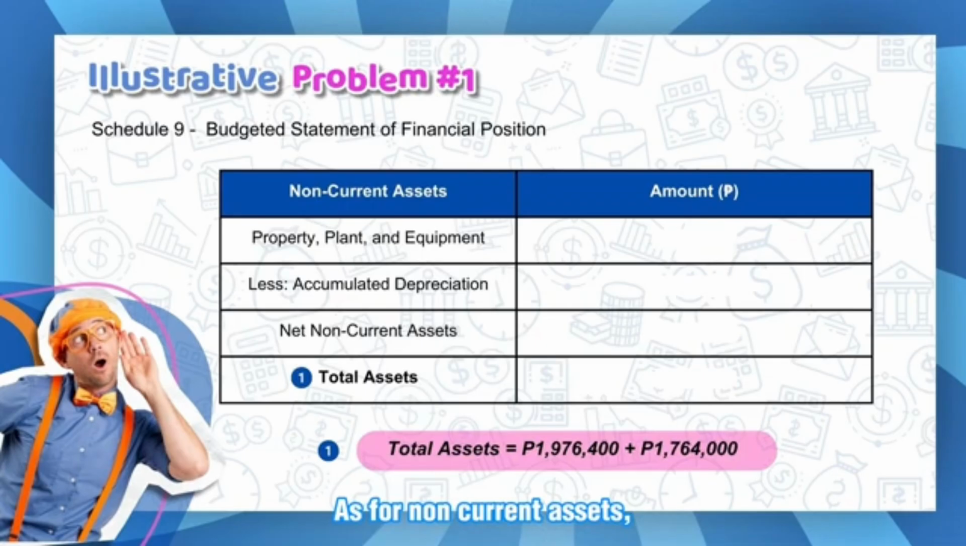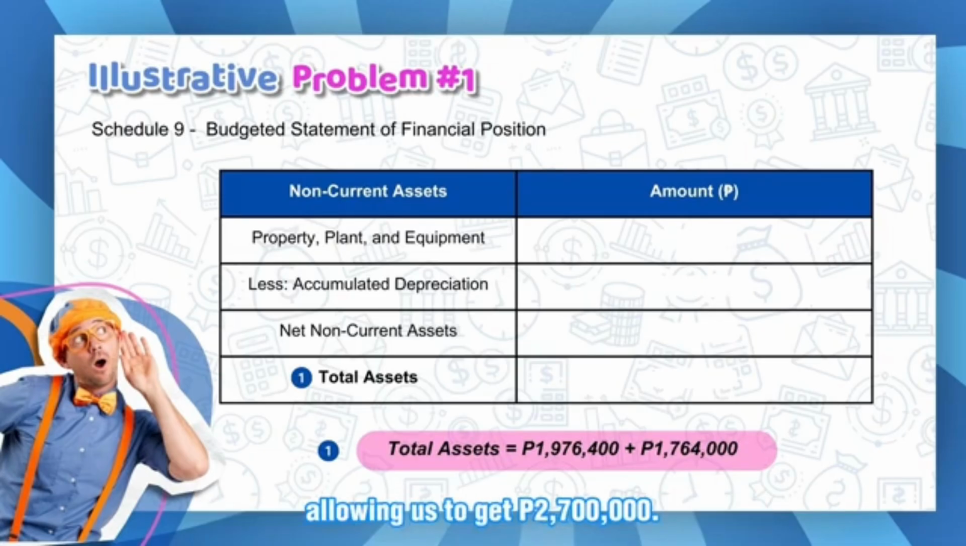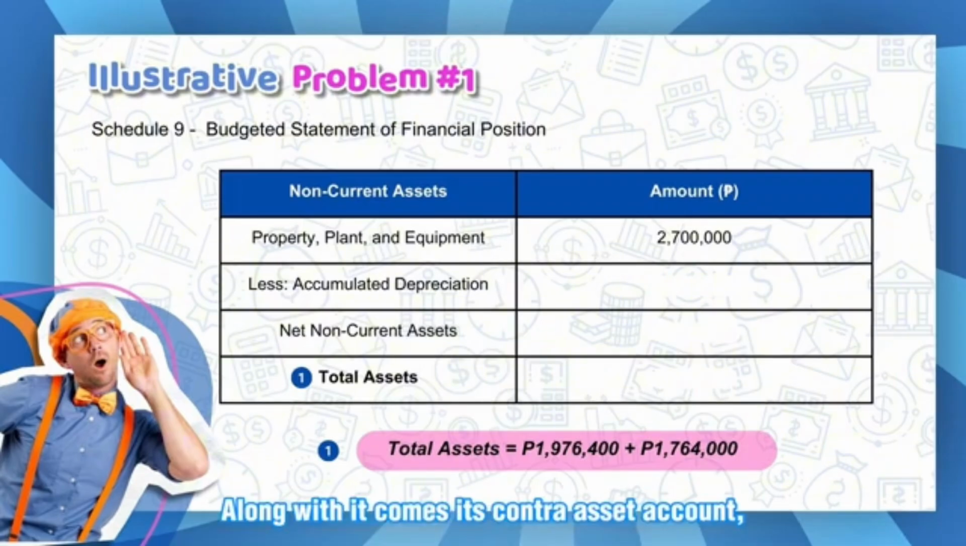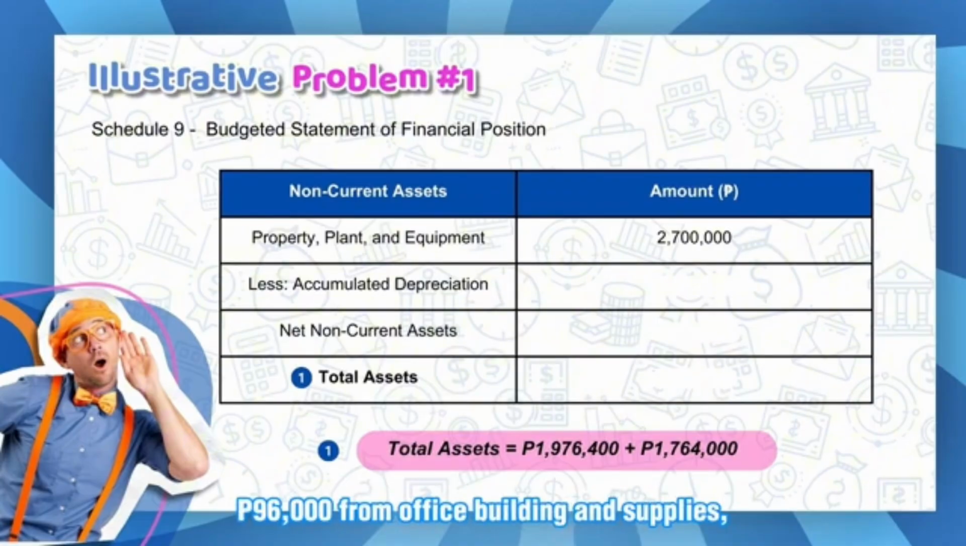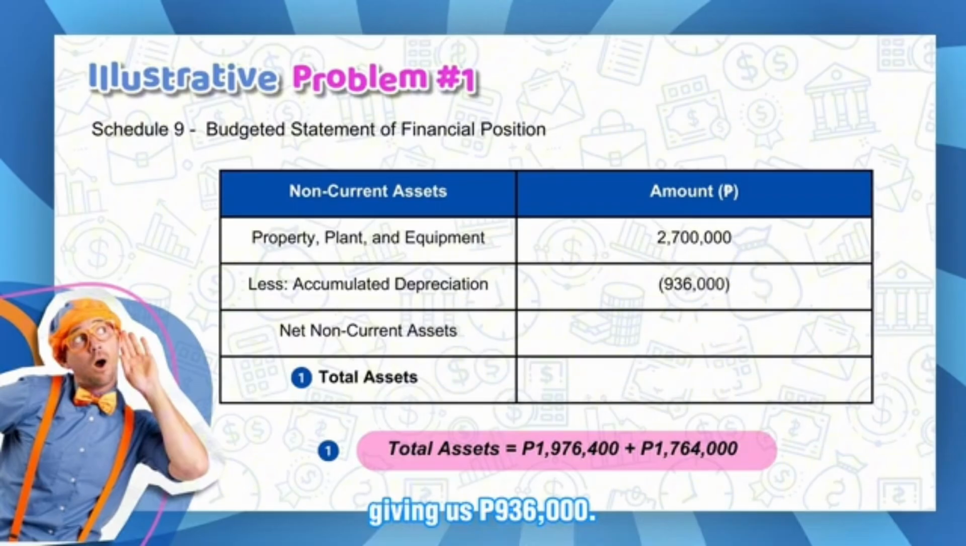As for non-current assets, we have the property, plant, and equipment. We started with 2,650,000 pesos, sold equipment recorded at 450,000 pesos, and replaced it with a new one costing 500,000 pesos, allowing us to get 2,700,000 pesos. Along with it comes its contra-asset account, a non-cash expense called depreciation. Accumulated depreciation began at 950,000 pesos. We added 290,000 from the fixed overhead, 96,000 from office building and supplies, and removed the depreciation of the old equipment of 400,000 pesos, giving us 936,000 pesos.